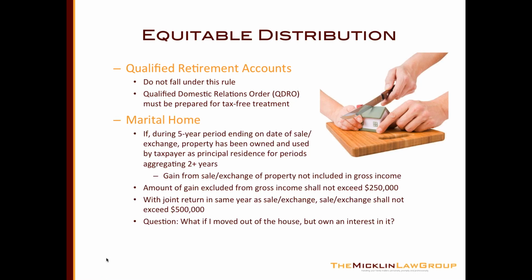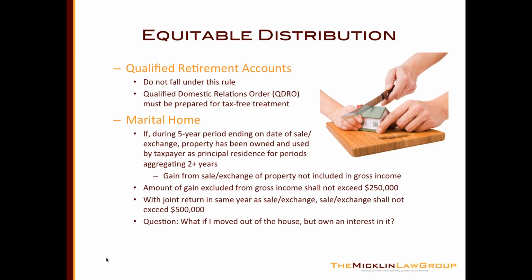Houses are another significant asset that are transferred inside of divorces. Generally, what this slide is showing is that if you own the house and you've lived in it for 2 out of the last 5 years, if you profit $250,000 or less by yourself by selling it, you won't be taxed. If you sell it under the same terms but on a joint return and you make $500,000 or less, you won't be taxed.